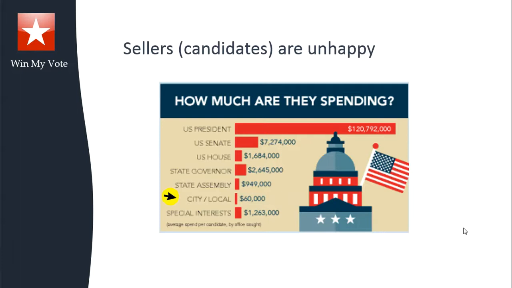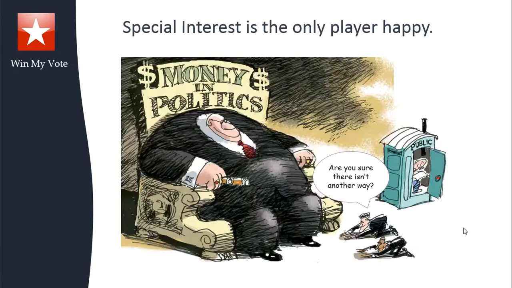And you can see some of the numbers down here. The city and local government, it's on average $60,000 to run for office. So these numbers have just escalated out of control. And now you don't even have regular people running for office anymore. The only people that are happy with this system is big special interest money. And you can see the candidates down here, none more happy than anyone else.